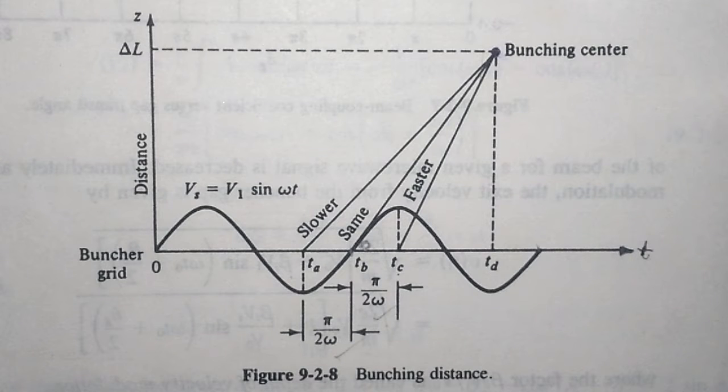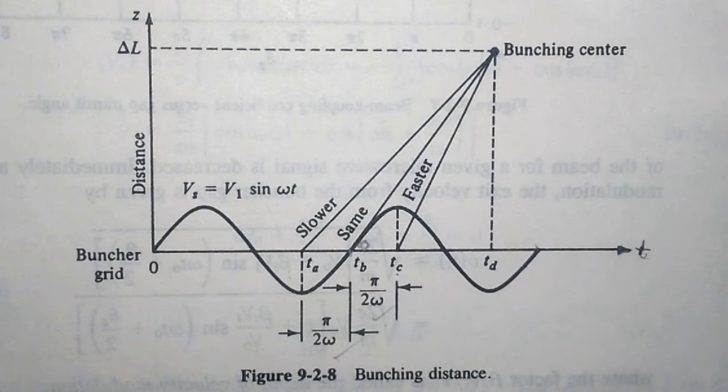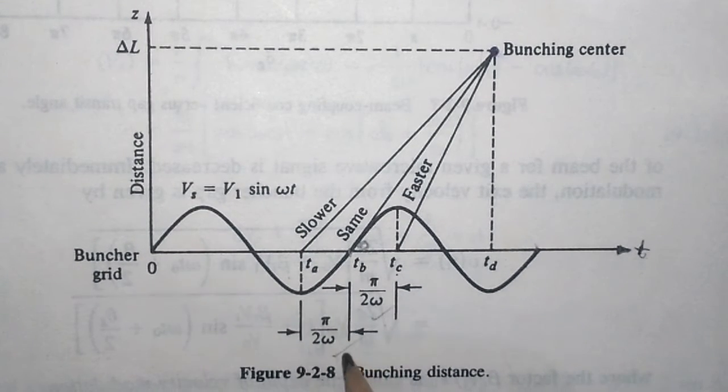So in this video, let us understand how bunching is happening in a two-cavity klystron. In the last video, I told you that the frequency of the bunches is the same as the frequency of the input signal. So what does it mean? It means that for every one cycle of the microwave, one bunch is formed. So how is that formed?